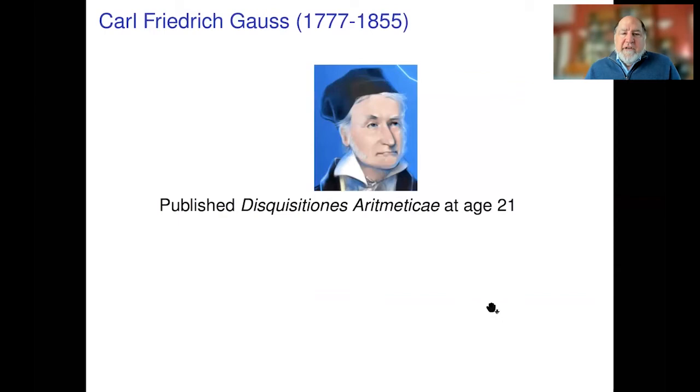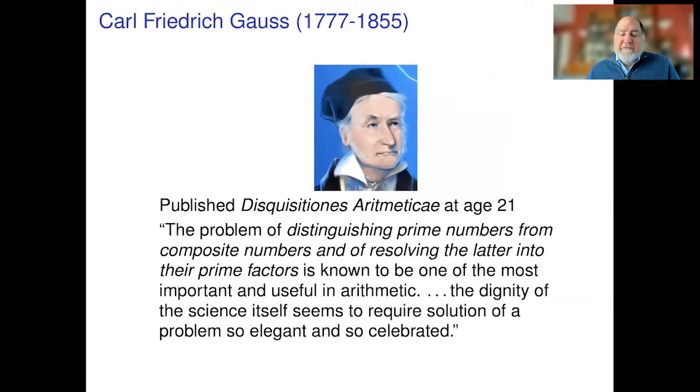Moving forward a bit further, one of the world's greatest ever mathematicians, called Carl Friedrich Gauss, lived in the late 18th century, 19th century. He wrote at age 21, he was a boy genius, in Disquisitiones Arithmeticae, the following statement: the problem of distinguishing prime numbers from composite numbers, those that are not prime, and of resolving the latter into their prime factors is known to be one of the most important and useful in arithmetic. The dignity of science itself seems to require solution of a problem so elegant and so celebrated. So he was right on the money here.